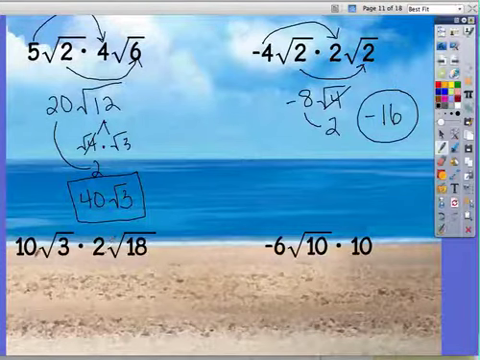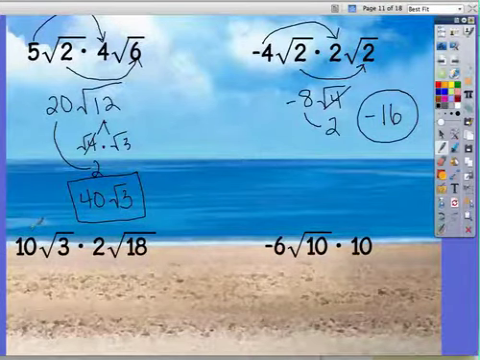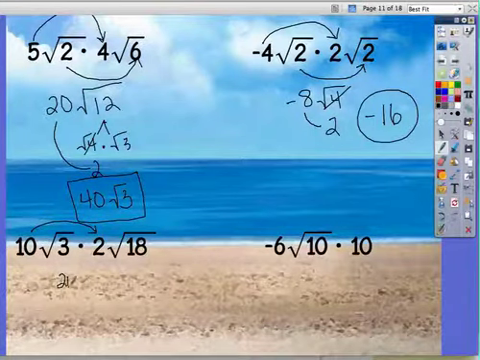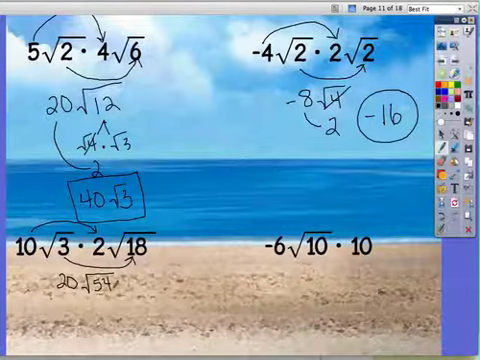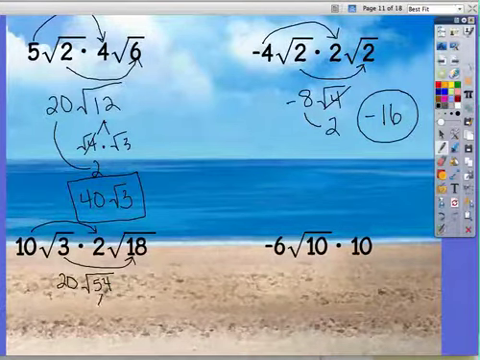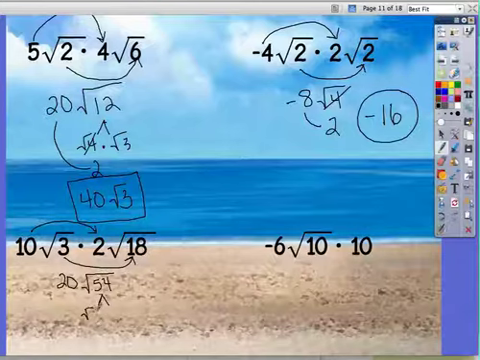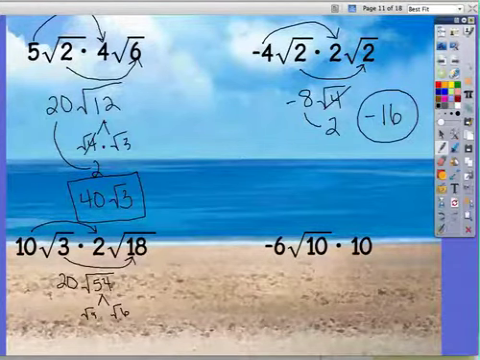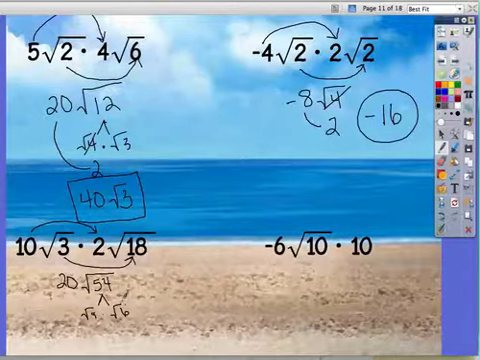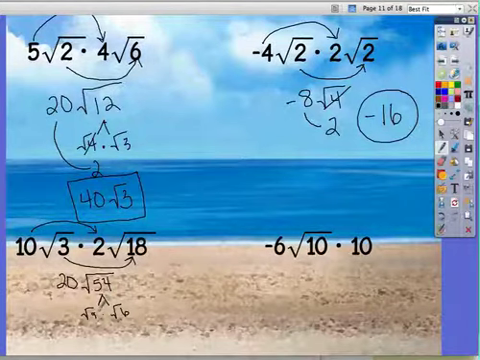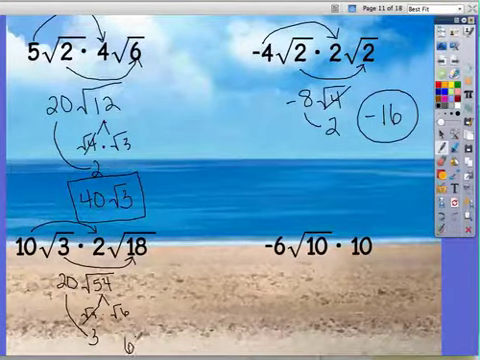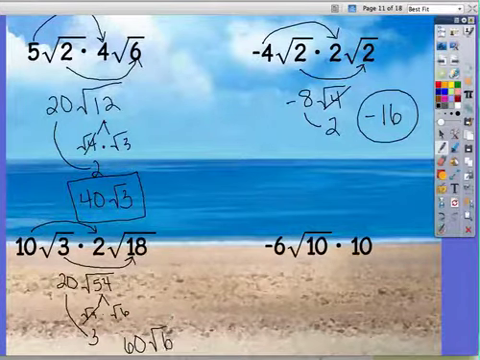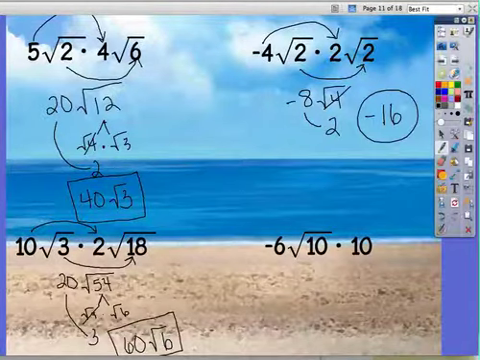Okay, so when I look at 10 square roots of 3 times 2 square roots of 18, multiply outside to outside, 10 times 2 is 20. Multiply inside to inside, square root of 3 times the square root of 18 is the square root of 54. I can't stop here. I have to make sure I can't simplify this radical, and I can. I'm going to break it apart, and I know that 54 is 9 times 6. So the square root of 9 times the square root of 6 gives me the square root of 54. I can simplify square root of 9 into 3, multiply these two numbers. 20 times 3 is 60, and then I'm left with square root of 6. So 60 square roots of 6.